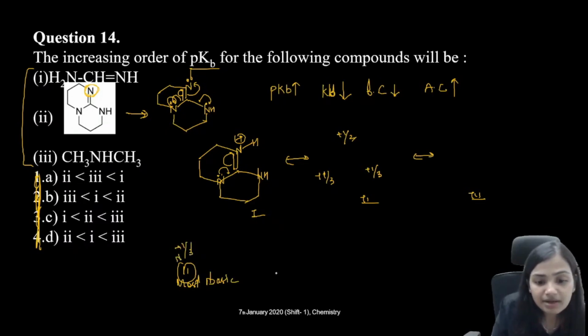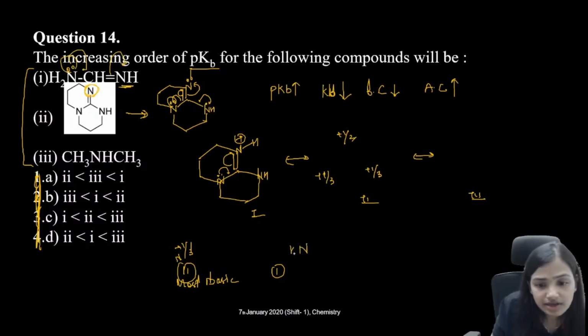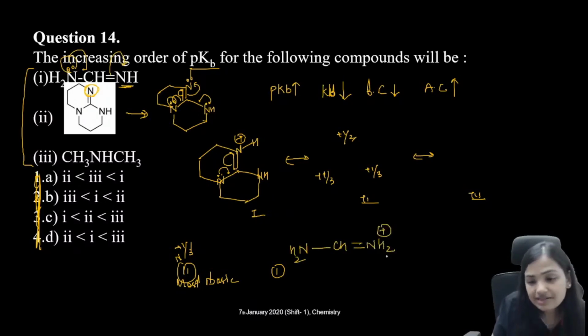Now if you compare with the first structure, what you understand is that here this nitrogen is giving its electron pair to this, and this is going here. So again we are having resonance. This is the localized pair of electrons. So this NH2 is forming CH double bond NH2 positive. Again this is a conjugate acid. Now we have to check its stability.